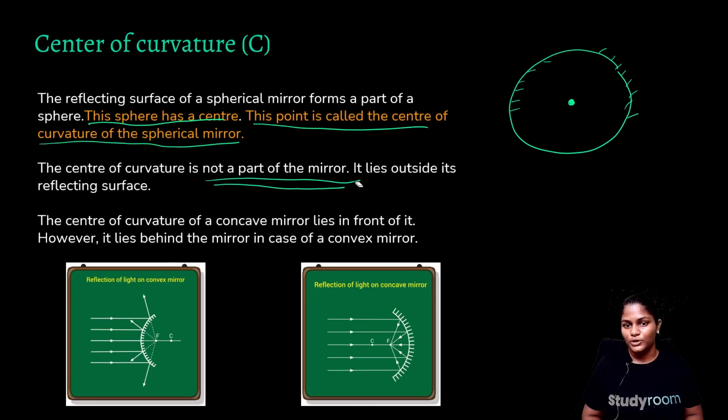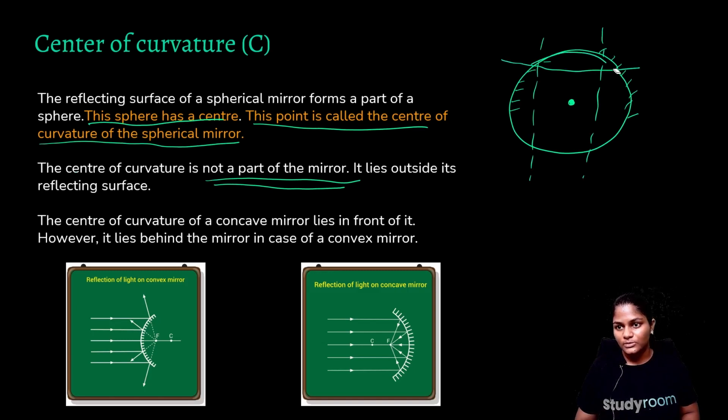Okay, this is the important thing. As you can see, we can cut out this mirror. We can cut out this mirror. We can cut out a mirror like this. This could be the mirror. And if we want this mirror, we can cut it out like this. So can you see that the center of curvature is actually not coming in the mirrors. It is outside of the mirror. It is not lying on the mirror.